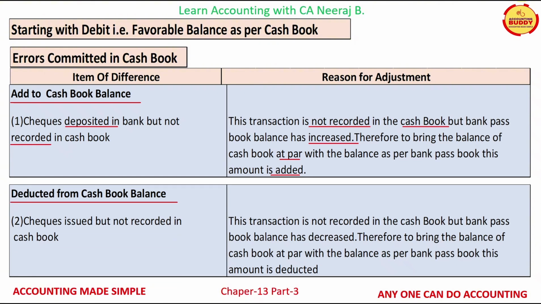There is another error committed in the cash book which needs to be deducted from the cash book balance. The error is checks issued but not recorded in the cash book. This transaction is not recorded in the cash book, but the bank passbook balance has decreased. Therefore, to bring the balance of the cash book at par with the balance as per passbook, this amount is deducted.